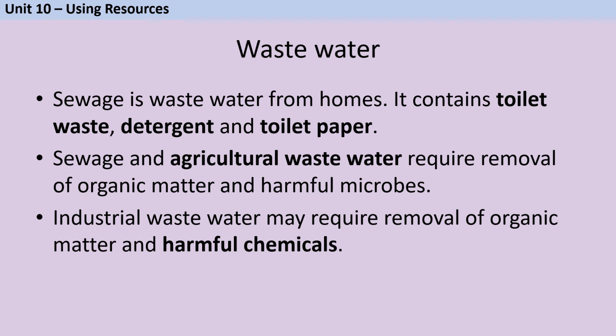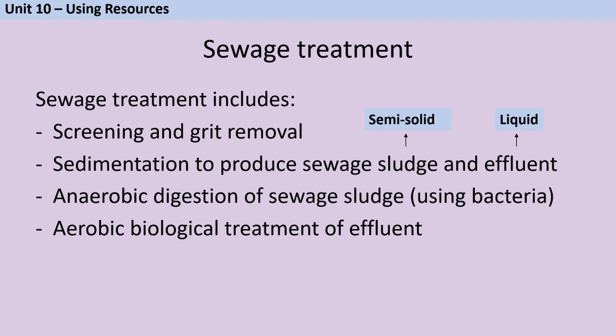Both sewage and agricultural wastewater from farms need to have organic matter removed, and also harmful microbes need to be killed. We've also got industrial wastewater from factories, and that may require you to remove organic matter but also harmful chemicals. Sewage treatment includes 4 key steps.